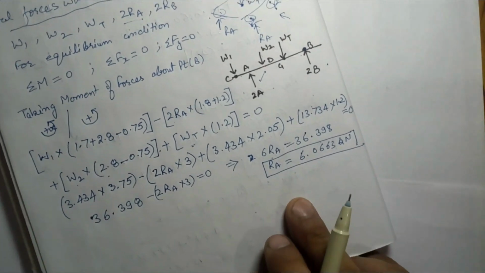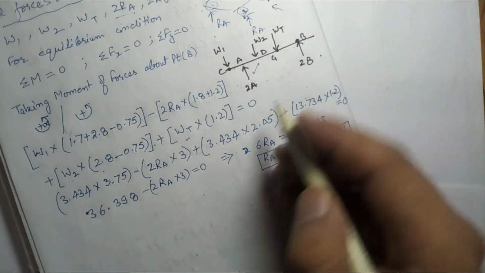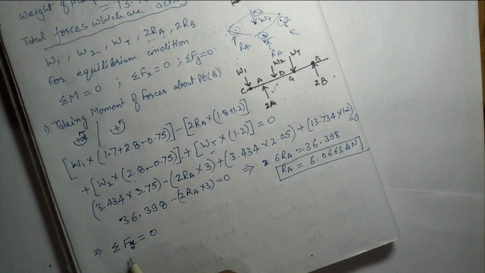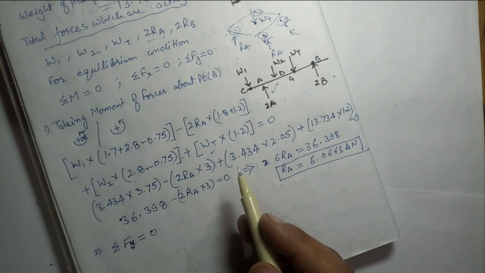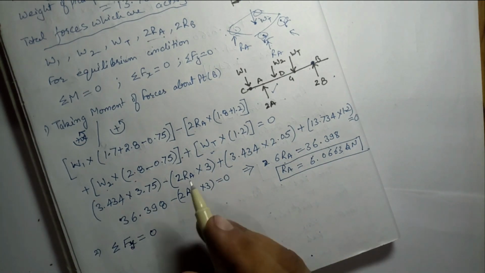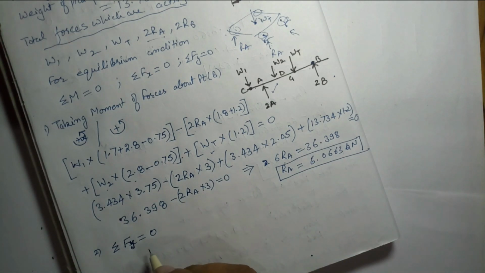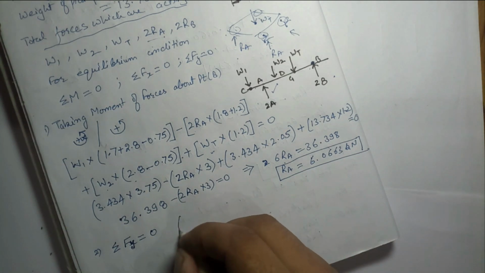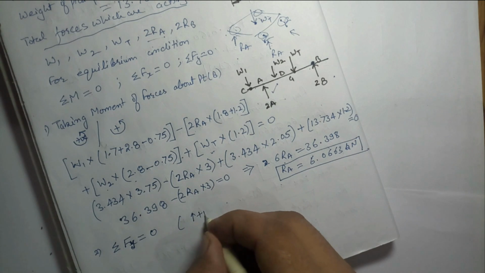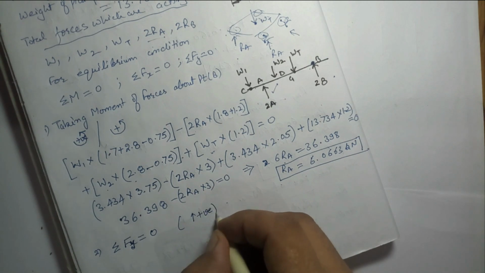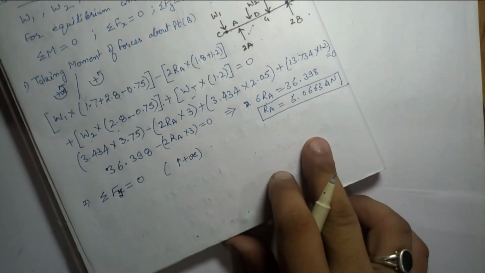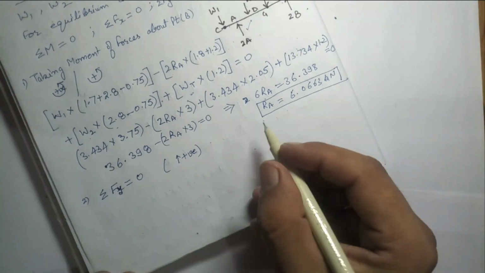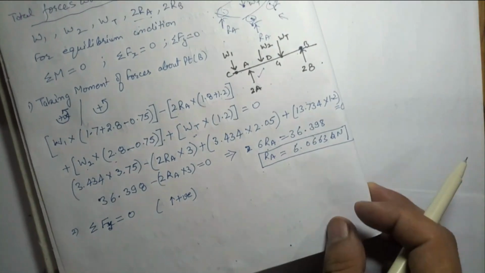Now we will find the second one, that is RB. Now we are taking the second equation for equilibrium, that is summation of Fy is equal to 0. We are not taking the x direction because there is no force in the x direction, so it is better to take the y direction forces. In the y direction we have assumed upward positive. So write this also in every solution. Now we will write the equation. First I'll show you in the diagram.